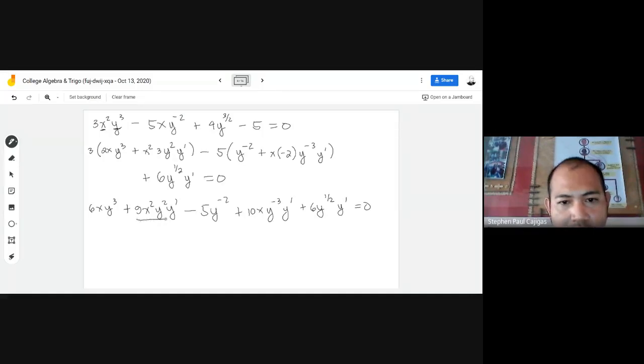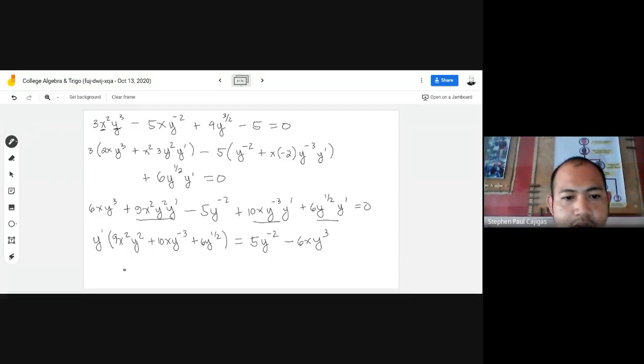So we gather the terms with y prime and factor out y prime directly. What remains is 9x squared y squared plus 10xy to the negative 3 plus 6y to the power 1 half. Then I transpose, starting with minus 5y squared, which becomes positive 5y to the power negative 2 plus minus 6xy cubed.